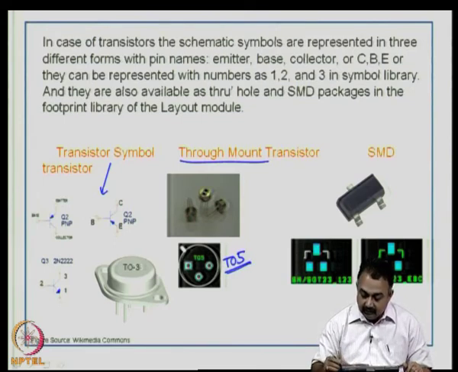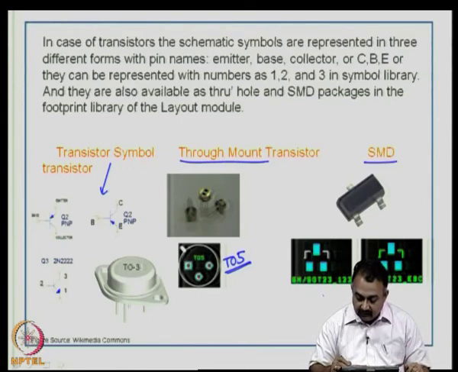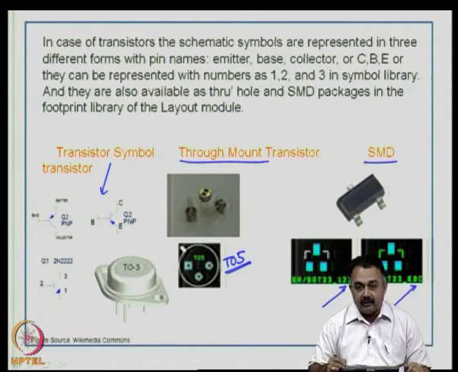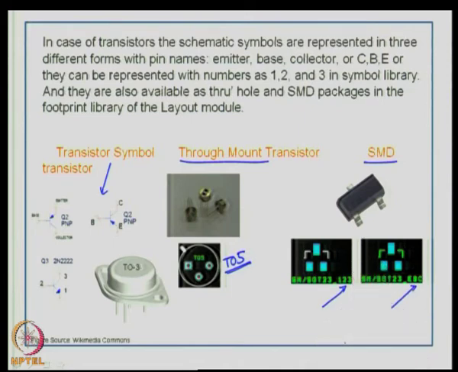to be used. In the case of a surface mount, you can see this is a surface mount SOT23 package. In the footprint library it can be named as 1, 2, 3, or it could be named as emitter, base, collector. So, you can choose either of them, and you can see the dimensions are well defined.